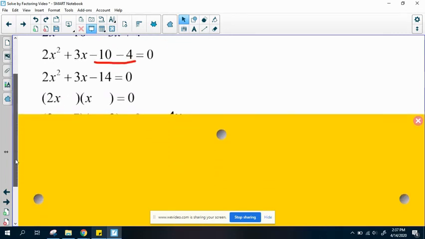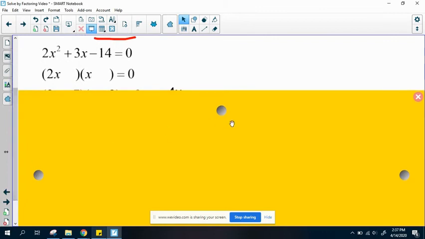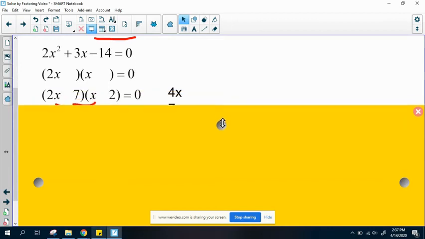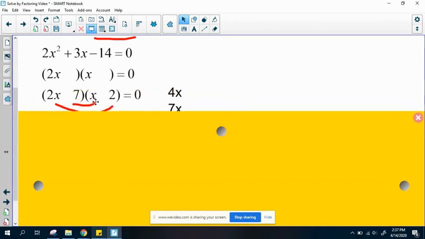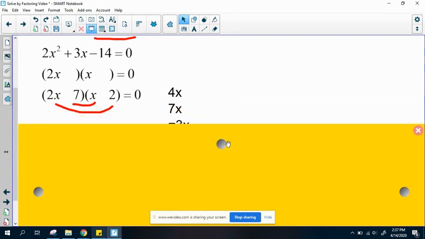The only way to get 2 is 2 and 1, so that's easy. Now I'm looking at 14, and I can either do 1 and 14 or 7 and 2. I'm most likely going to try 7 and 2. And recall that I'm not going to put the 2 here because putting a 2 next to a 2 would have implied a GCF. So I'm going to try 7 first and see if that works.